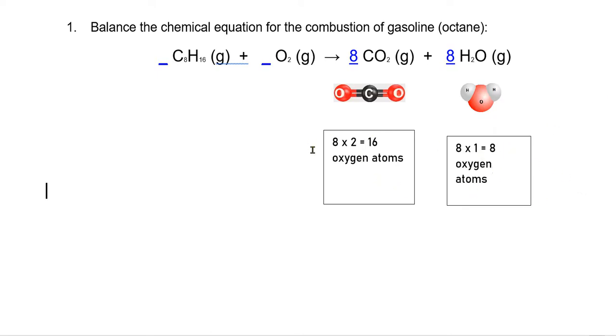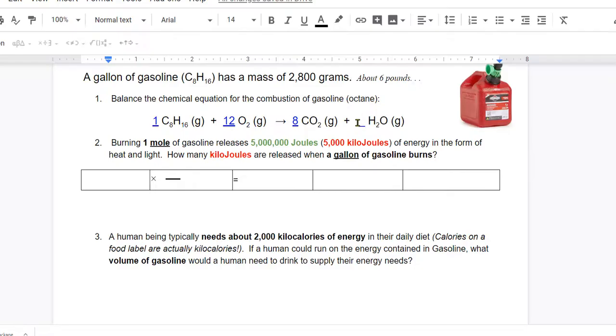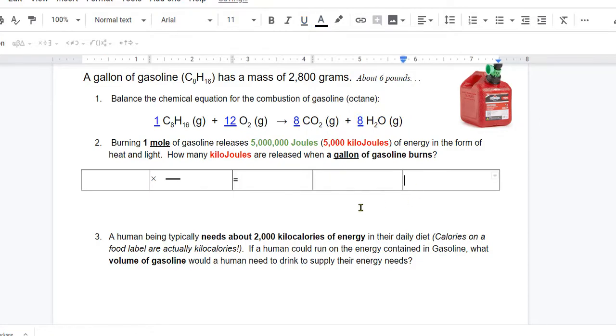Put them together, and what do we got? 24 oxygen atoms. Therefore, this needs to be 12. So that 12 times 2 is 24 oxygen atoms to balance the right side of the equation. Here I'm putting into the Google Doc the 8 here. And if you're saying it doesn't look right, you can do underline and make the color blue, and then it looks perfect.